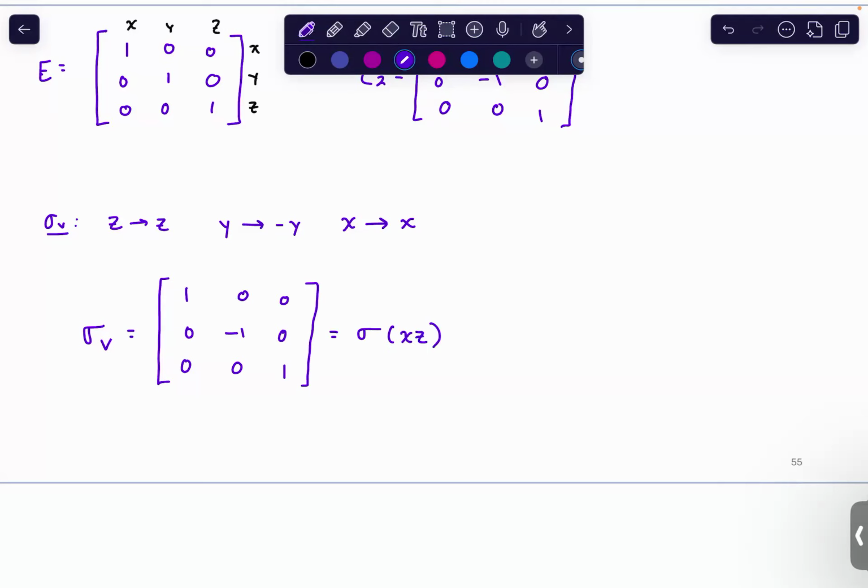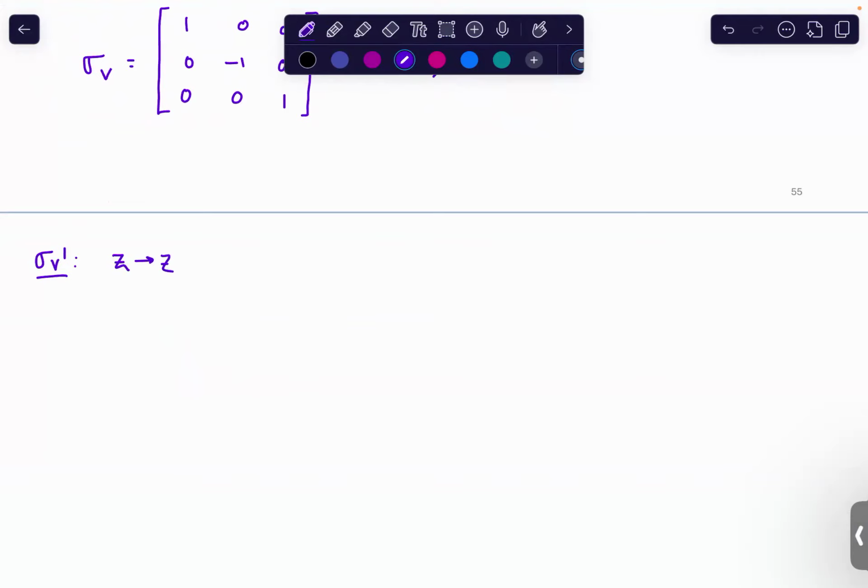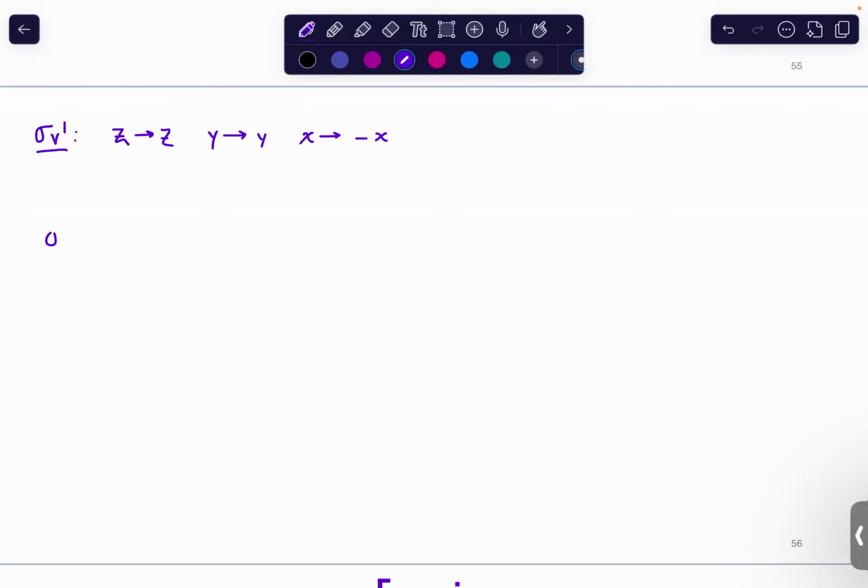Now let's see. Z will stay the same. Y will stay the same. X will go to -X. So for this one, we're going to have -1, 1, and 1, and then your zeros. So these are for your C2v here. These are your nice matrices. They are going to get a bit harder.